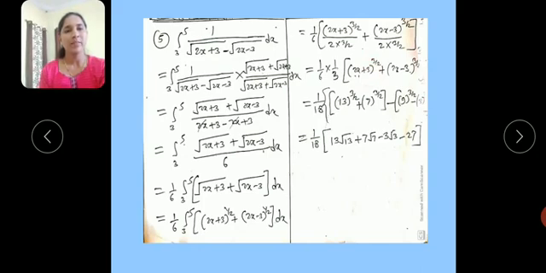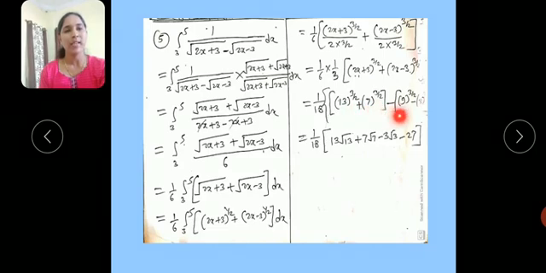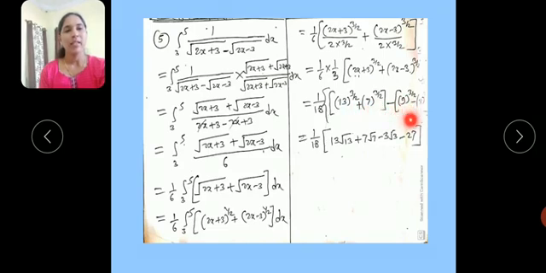Here 2 into 5 is 10, plus 3 is 13. So 13 raised to 3 by 2 plus 7 raised to 3 by 2 minus 9 raised to 3 by 2 plus 3 raised to 3 by 2. We get 1 by 18 into 13 root 13 plus 7 root 7 minus 3 root 3 minus 27. We get the answer.